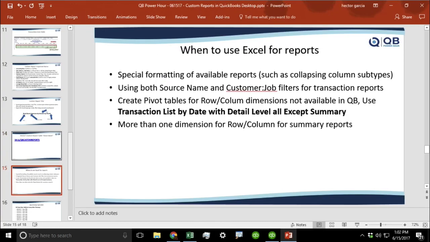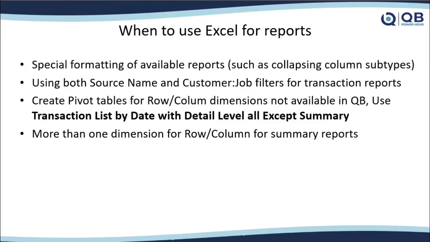All right. Okay, so let's jump onto why or when I will use Excel. So these are my important bullet points for when to consider using Excel. Number one is formatting that QuickBooks can't do, such as collapsing column subtypes. I can explain that. It's one of my huge pet peeves that QuickBooks doesn't do that. Something you can only do in Excel. Anytime you want to use maybe the vendor or customer job as a source detail type of stuff, because as I mentioned, QuickBooks cannot do that.